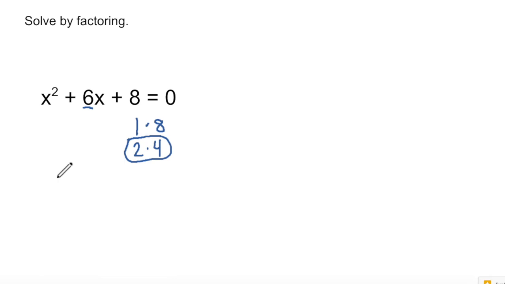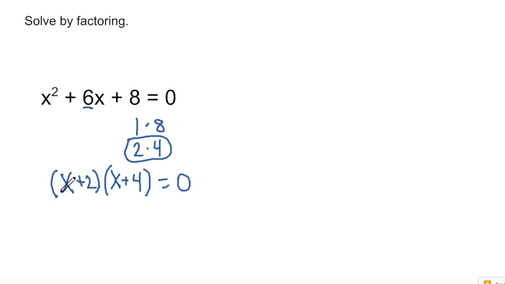Now we're going to rewrite our equation as a product of binomials. So since this is an x squared term, our product of binomials is going to have an x here and an x here. And it's going to equal 0. Let's see, x plus 2 and x plus 4. This is a factoring of this quadratic equation. It's basically FOIL in reverse.